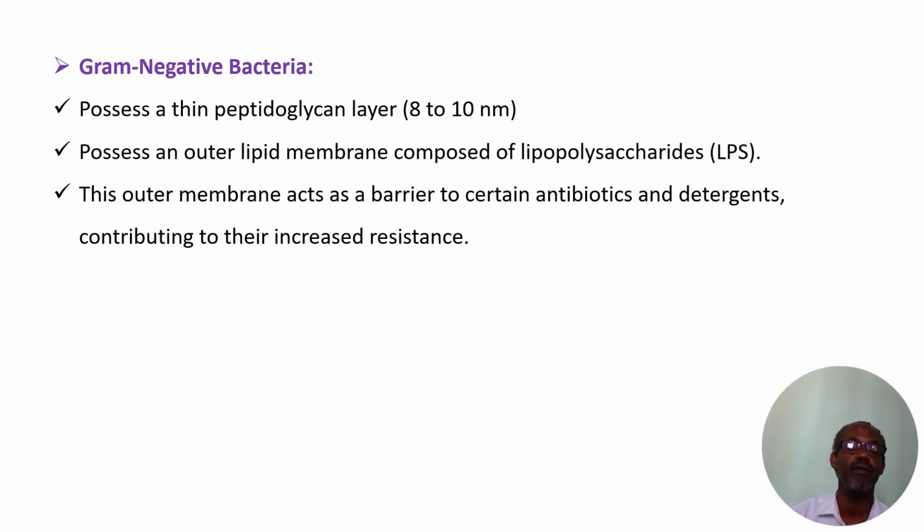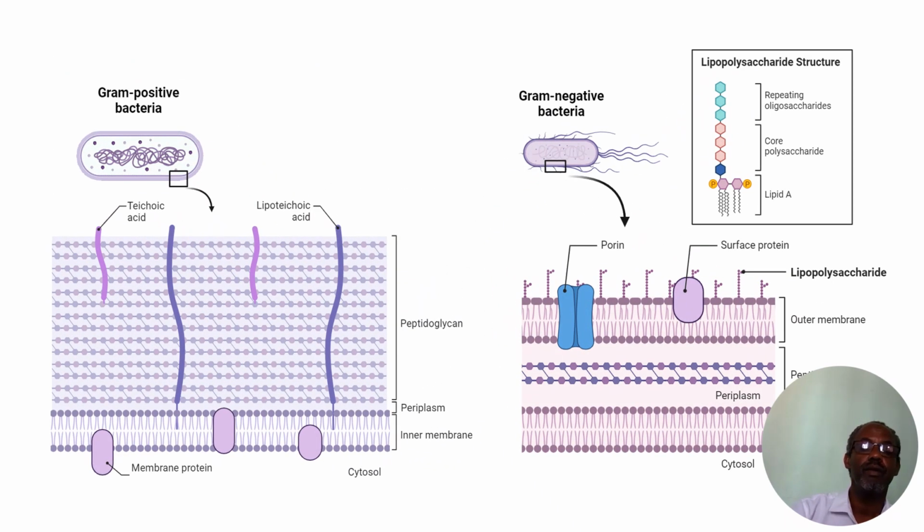Gram-negative bacteria have a very thin peptidoglycan plus an additional lipid layer. Now let us come to what you observe here, the cell wall. To the left, the cell wall has a very thick peptidoglycan. You can see to the right, a very thin peptidoglycan. I have given you the diagram of the outer membrane.